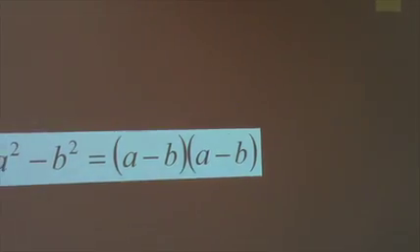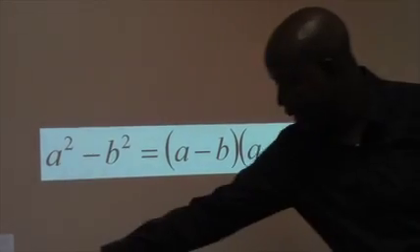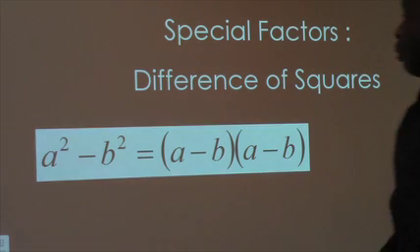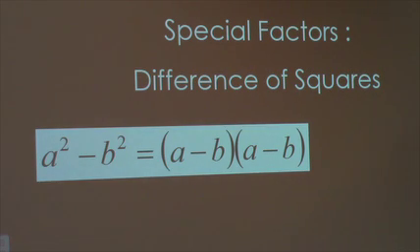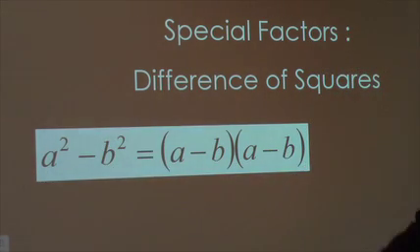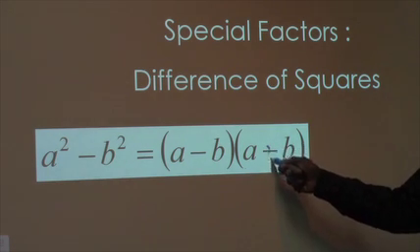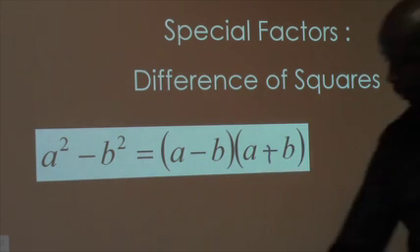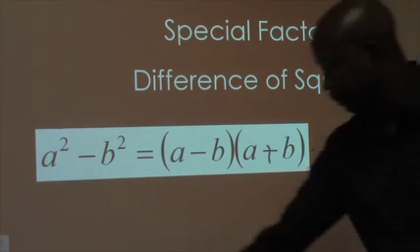Now, it's also good to look for some special factors, one of which is the difference of squares. So if we have a binomial where the first term is a perfect square, the second term is a perfect square, and they are subtracted, they can factor into a minus b, a plus b. Okay? A minus b, a plus b.